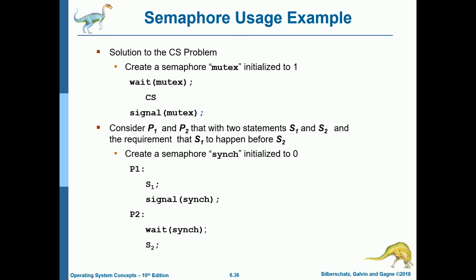For example, consider the two concurrently running processes P1 with this following statement S1 and P2 with that following statement S2. Suppose that we require that S2 be executed only after S1 has completed. We can implement this scheme readily by letting process 1 and process 2 share a common semaphore called sync. We assume that this is initialized to 0, and as we can see here, we insert inside of process P1 the command signal and in P2 the command wait.